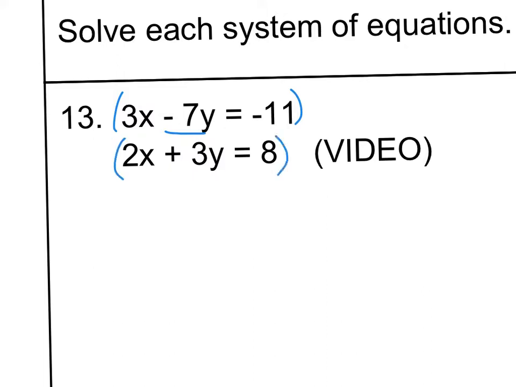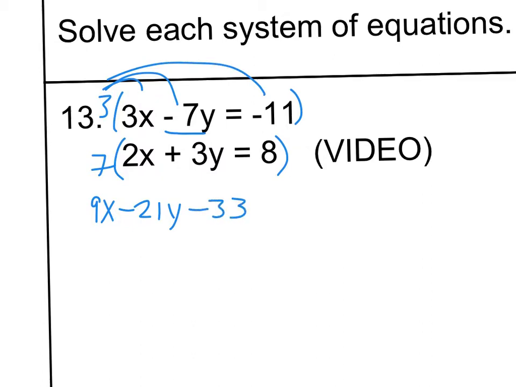To do that, I've got to find basically a common denominator, except there's really a common coefficient. I'm going to multiply the bottom by 7 and the top by 3. We're going to try to make these 21 so that we can cancel them out. We get 9x minus 21y and minus 33. And then for the bottom one, we're going to have 14x plus 21y and plus 56.